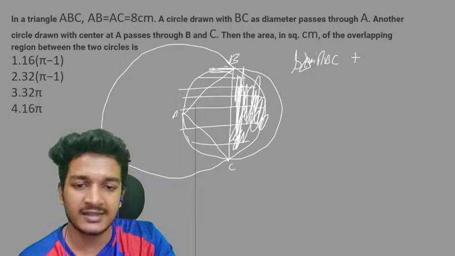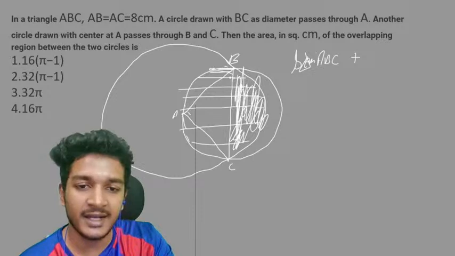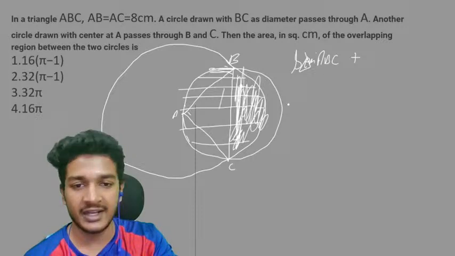What is this? Is it not the area of this sector minus the area of this triangle? That is the area of this segment. This is called a segment, right? So this is the area that I need.